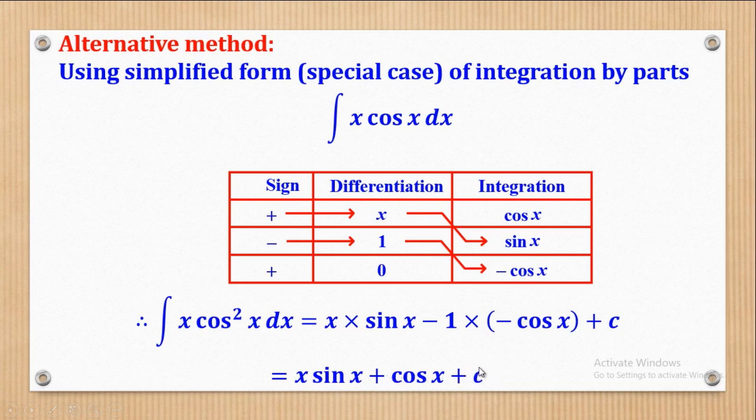So in the end, when I simplify, I'll come up with x sine x plus cos x plus the constant of integration. And I think you realize that the answer is similar to the previous one we got using the formula. So whether you use the formula or you use the table, the answers will be the same. The only difference is that this one is limited to integrals where the one which is not a polynomial can easily be integrated. In cases where the one which is not a polynomial cannot be easily integrated, then you cannot use this method for table.